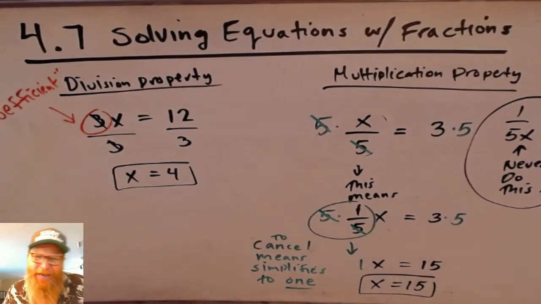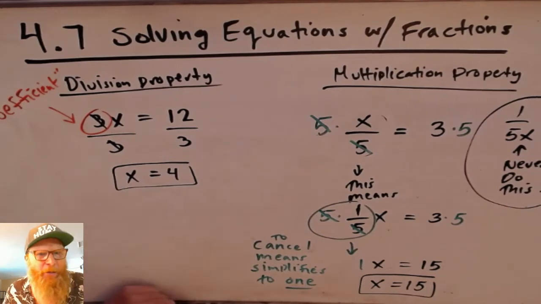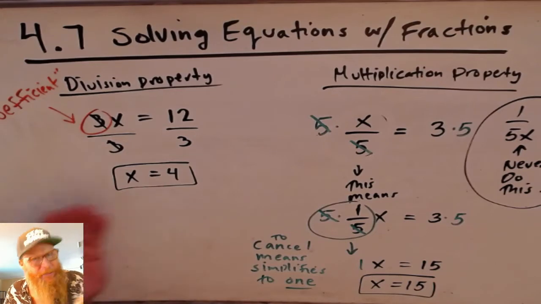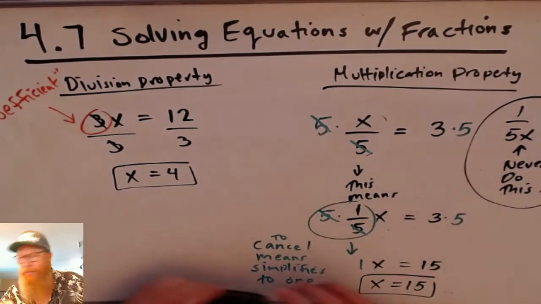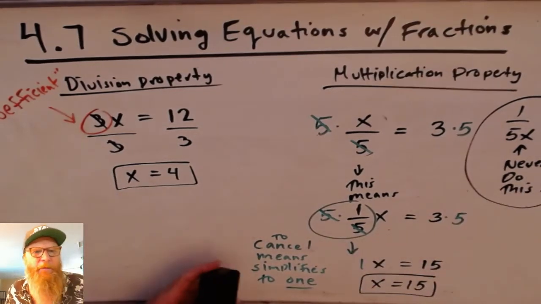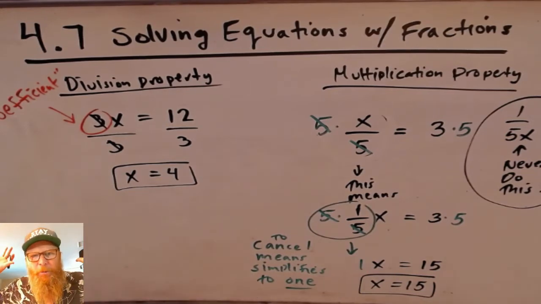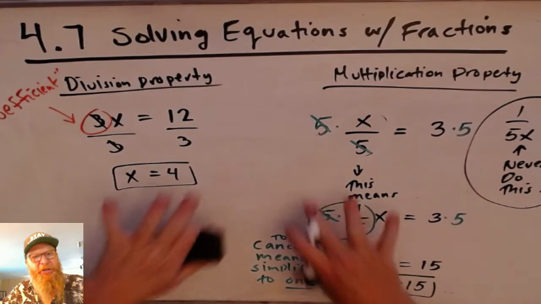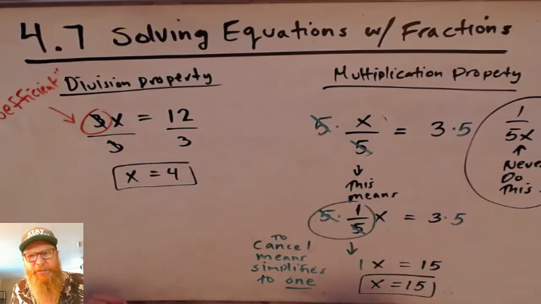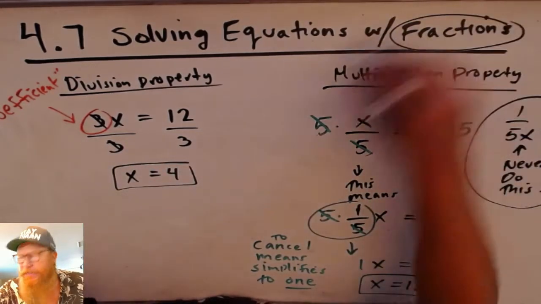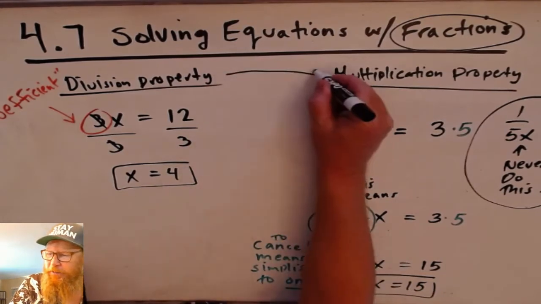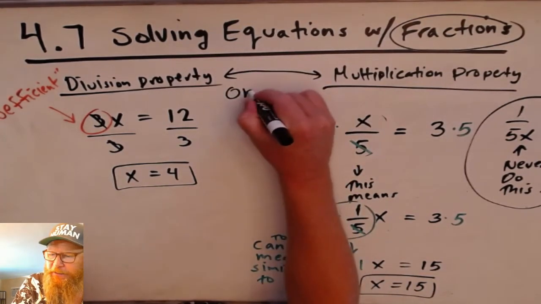Although, on a test, if you typed 1x equals 15, I would have to mark it right, because technically 1x is the same as just x. I haven't had anybody do that yet, but it's still out there if it happens. So what am I getting at here? This is all a review of the previous sections that we talked about. Today we're going to do this with fractions. And we're going to combine these two properties together.